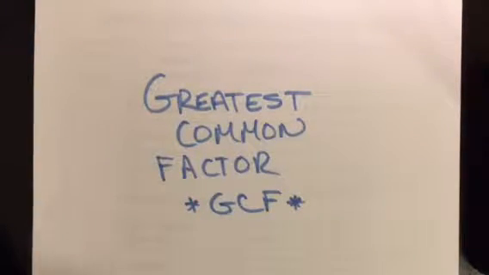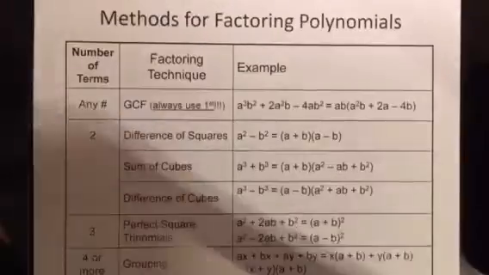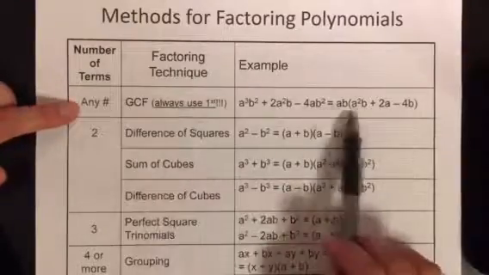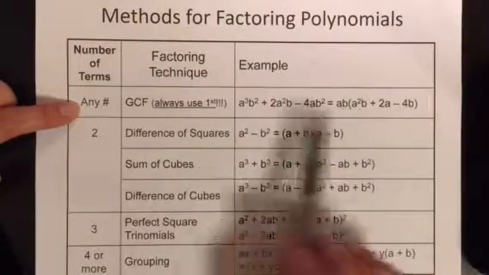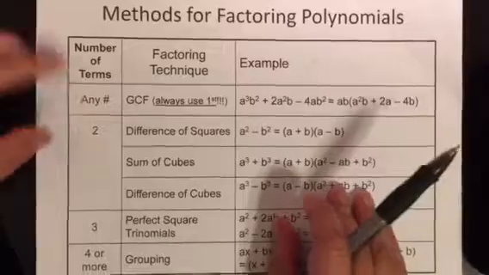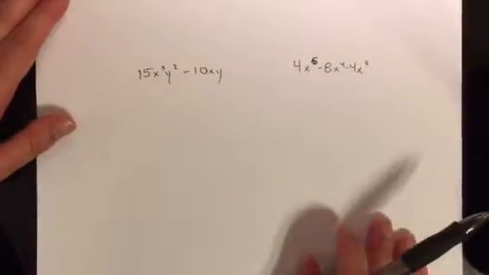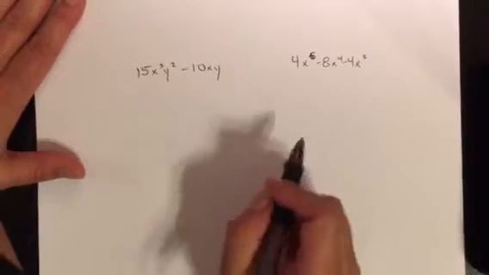Greatest common factor, or GCF. Greatest common factor is our go-to move when we are factoring polynomials. So if you notice, this first technique, and the one that we always want to use first, is GCF. We want to see if there's anything that we can pull out of this polynomial before we factor it further.